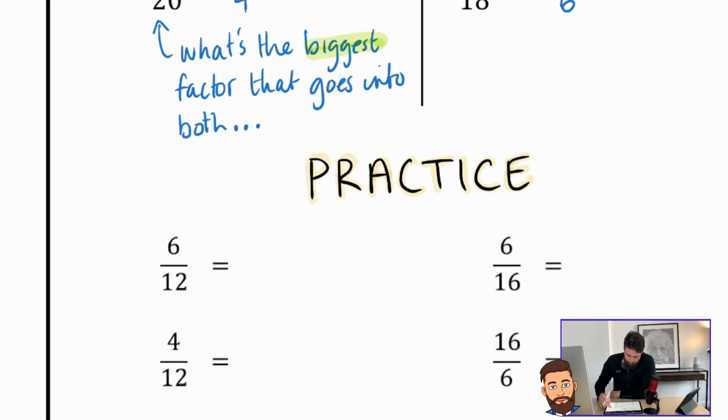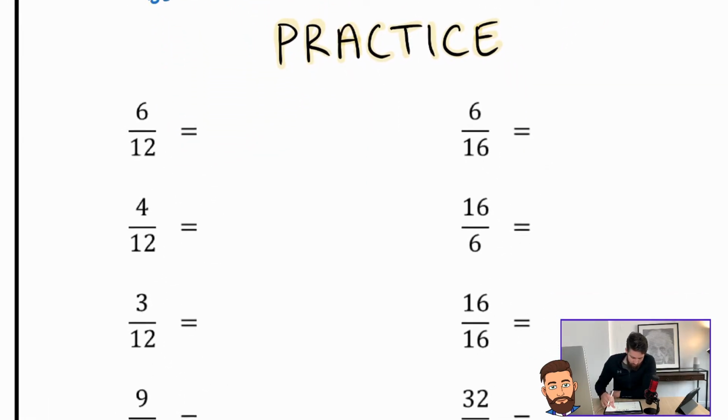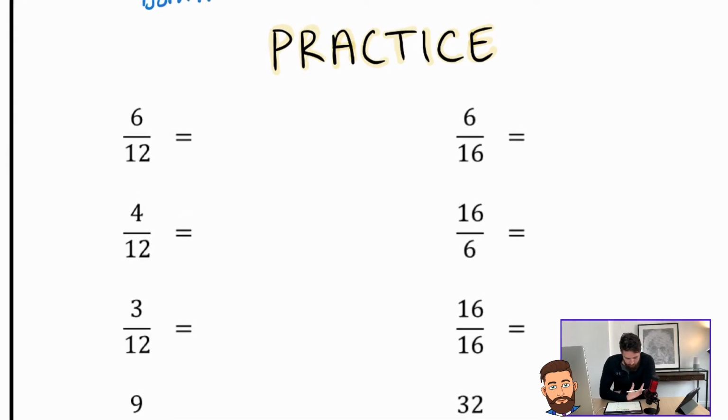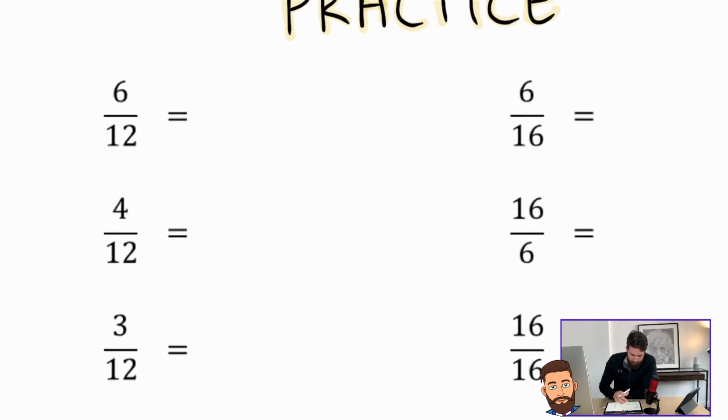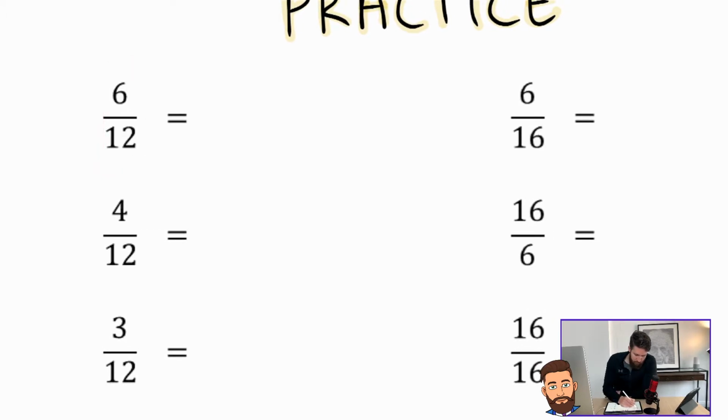So I have some questions here for you to practice. I just want to look at the first one, and I want to explain to you that you don't always need to find the biggest. If you're not massively confident on your tables, you can actually do it in multiple steps. So if I'm looking at this first one, we've got 6 over 12. You need to think to yourself, what number do I know that goes into 6 and 12? Well, there's quite a few that go into 6 and 12. Let's just say, good little trick, they're both even. 6 is even, 12 is even. 2 goes into both. How many times does 2 go into 6? 3. How many times does 2 go into 12? 6.